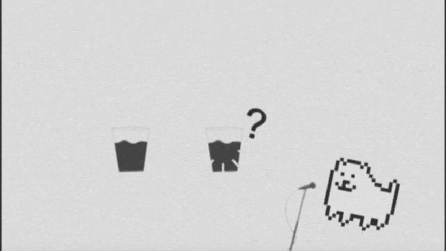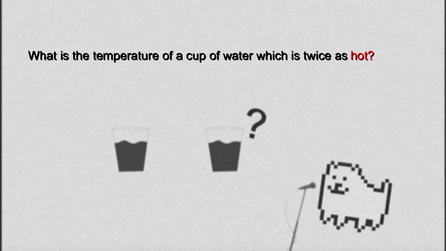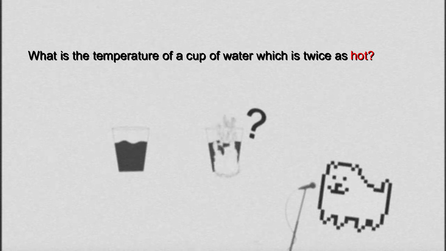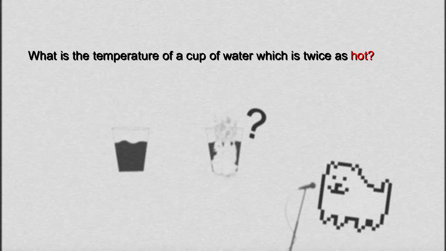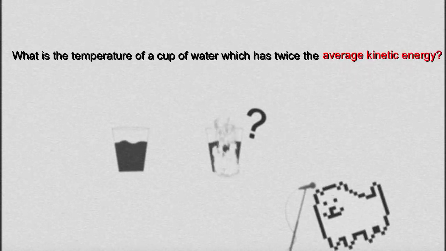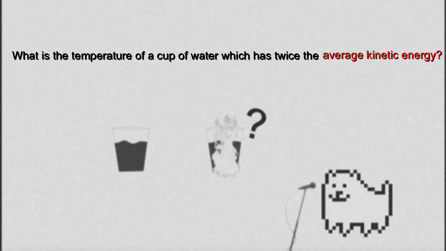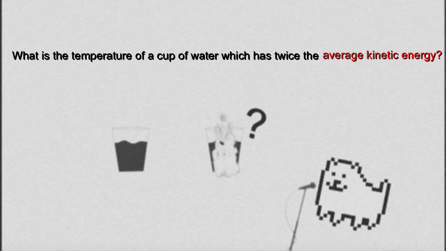To elaborate further, we're gonna rewind back a bit. If a cup of water is 25 degrees Celsius, what is the temperature of a cup of water which is twice as hot? Yeah, remember this part? Well, what if we were to ask the same question, but instead of using the word hotter, we're going to use average kinetic energy instead? And already the answer is starting to make, well, at least a bit more sense.